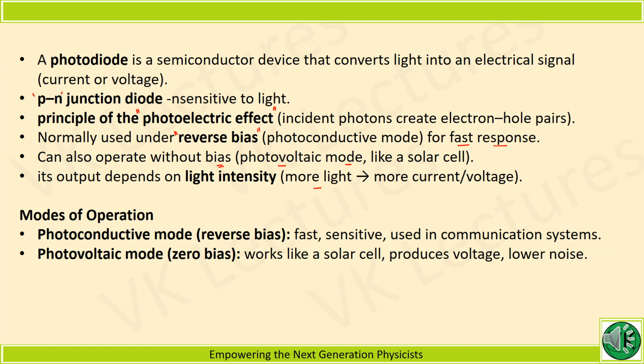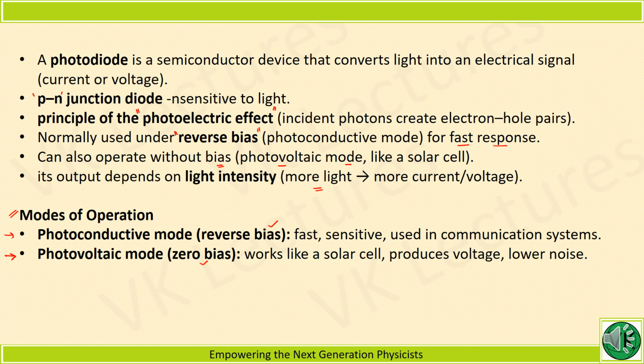It depends on the amount of light. The higher the light, the more will be the current or voltage. So a photodiode works in two modes. One is photoconductive mode and another one is photovoltaic mode. In photoconductive mode, it is reverse bias, and in photovoltaic mode, there is no need of biasing.